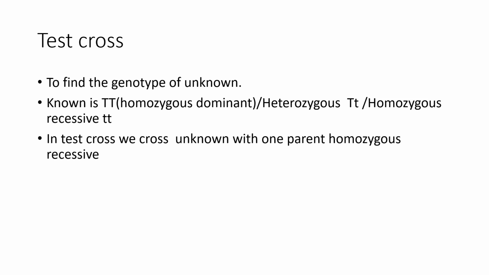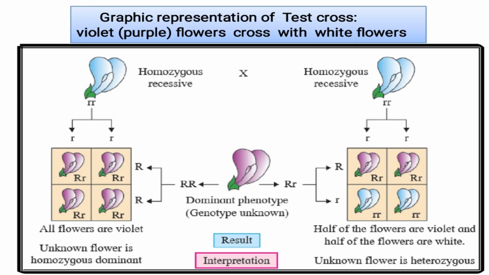In the case of this test cross, it is a back cross, but a back cross is not necessarily a test cross. What does it mean? For that, we have to take one example: when a hybrid expresses a recessive trait, for example a dwarf pea plant, what is its genotype? See here, this is the graphic representation of the test cross. We are first going to discuss this graphic representation.